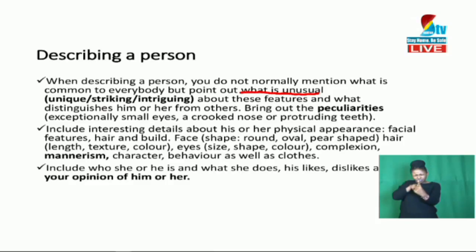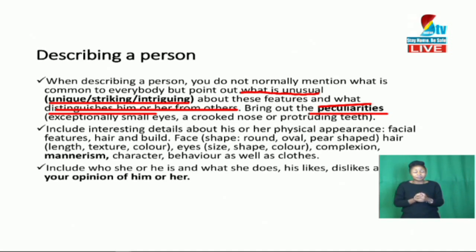When describing a person, you do not normally mention what is common to everybody, but you point out what is unusual. This is very key. You don't say that the person has two eyes, a nose, two ears. That is obvious. But point out what is unique, striking, or intriguing about these features, and what distinguishes this person from others. Bring out the peculiarities.